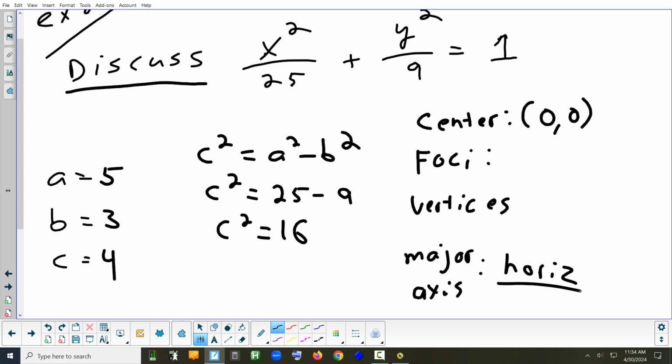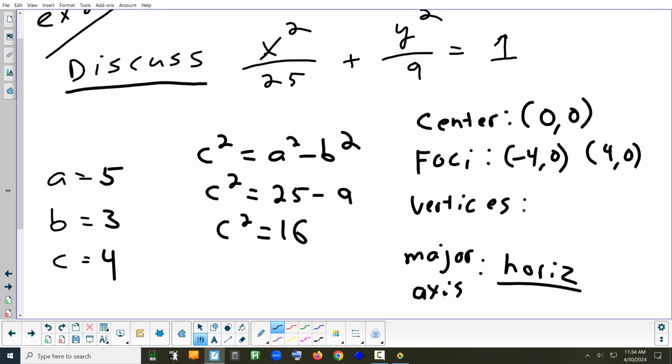What letter helps us to find the foci? Yep, C. How many units away from the center is each focus? 4 units. So we need 4 units left and 4 units right. What's 4 units left of center? -4, 0. And what's 4 units right of center? 4, 0. When it's at the center, you could do the plus or minus 4, comma 0. When you shift it from the center, that might not work.